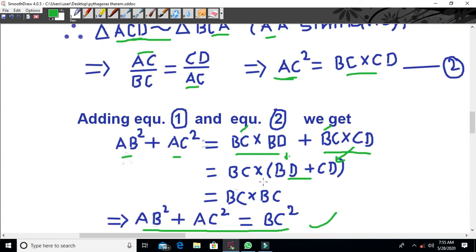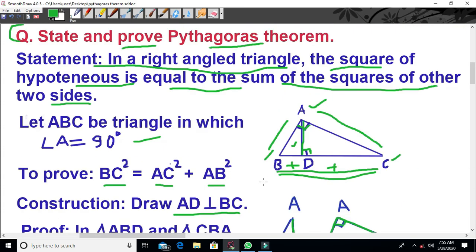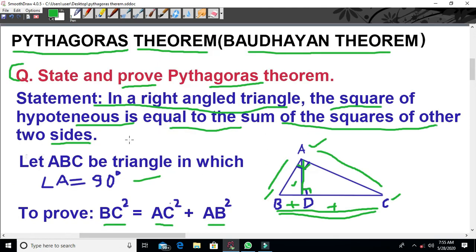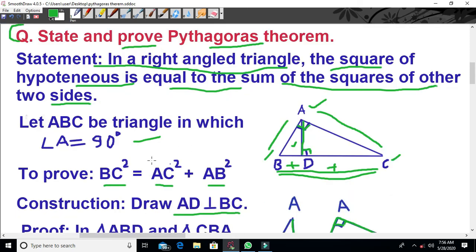So according to the statement, in a right angle triangle, the square of the hypotenuse is equal to the sum of the squares of the other two sides. This is the result that we have proved. This is a very important question. Generally it is asked during the board examination, so you have to learn it.